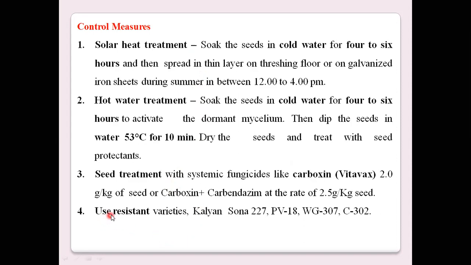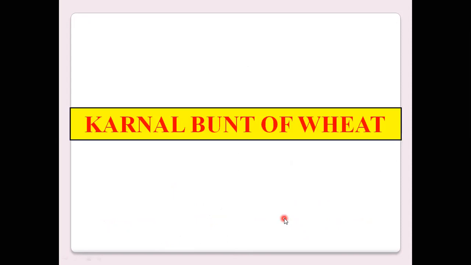And the last one, growing resistant varieties, that is Kalyan Sona or other varieties grown by farmers to avoid such infection seen in wheat crops. So this is the loose smut disease seen in the wheat crop. Then karnal bunt of wheat. This is also a severe disease seen in only a few locations, particularly Himachal Pradesh and Uttar Pradesh states in India.